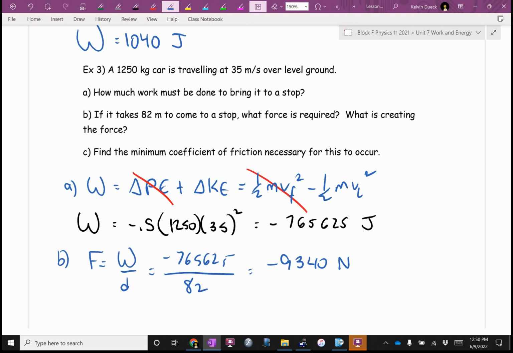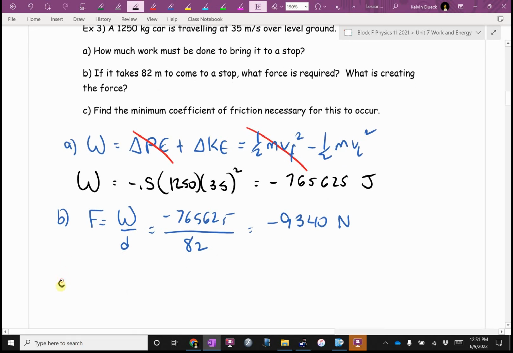What's creating the force? What force is bringing a car to a stop? Friction. Ooh, if we were on ice and we still had to get rid of this much energy, but the force couldn't be as big, what has to be bigger? Distance. That's why you have to take further distance to stop on ice. Yeah, of course. That makes sense. But there's the physics of why.